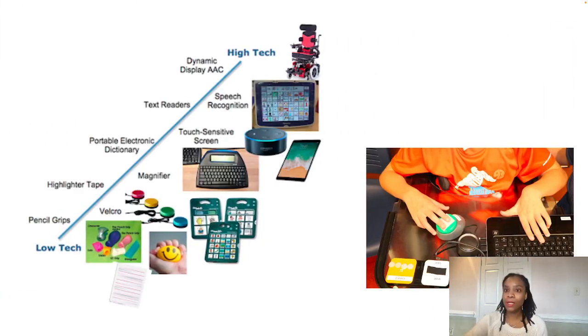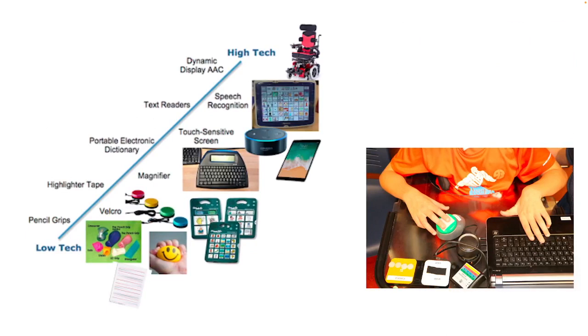I love this right here because it shows you how different assistive technologies are used. We usually start down here with low tech. Something as simple as a pencil grip or highlighter tape or Velcro or a magnifier could be considered assistive technology. But typically, as developers, we're going to be up here in high tech, really looking at things like screen readers and speech recognition and switches.